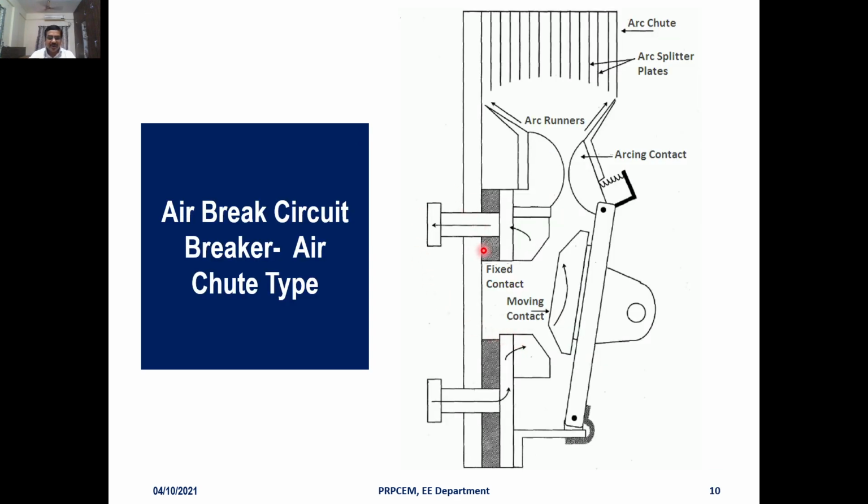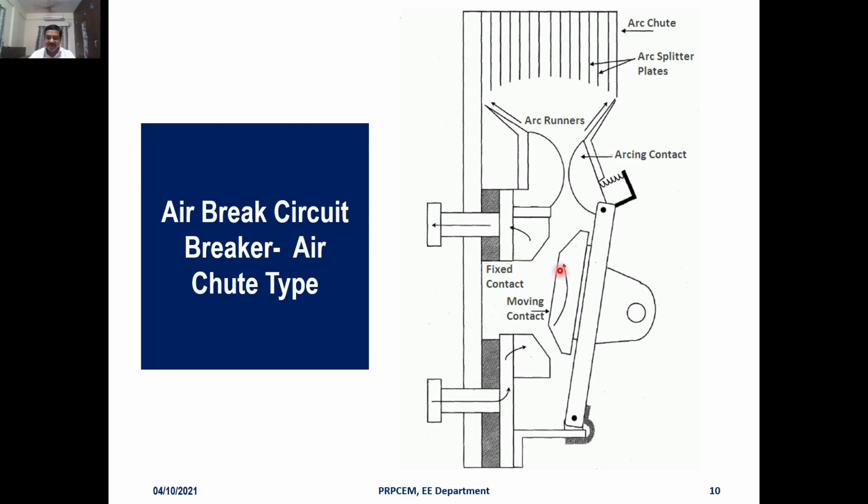So this is the arc chute type air brake circuit breaker arrangement, the internal constructional details. This is your fixed contact, and this is your moving contact. Again I mention, under normal operating conditions these two contacts remain closed, and they operate only when the relay senses a fault and trips the coil of the circuit breaker.